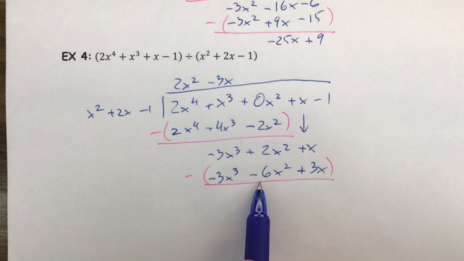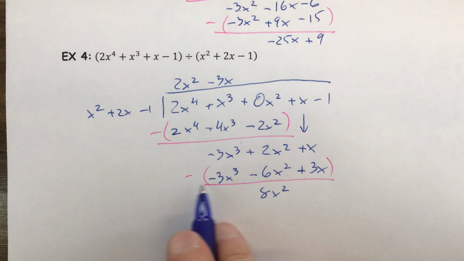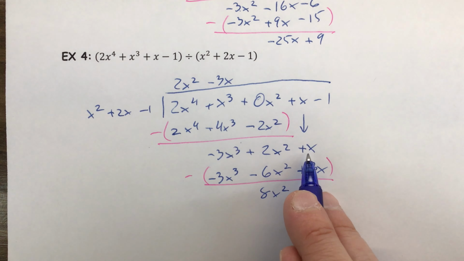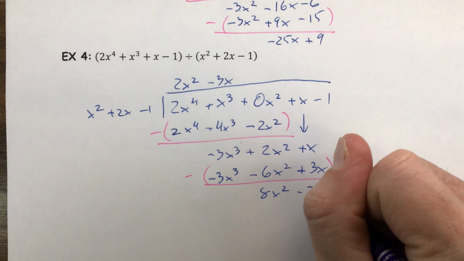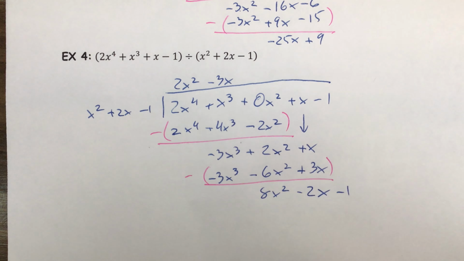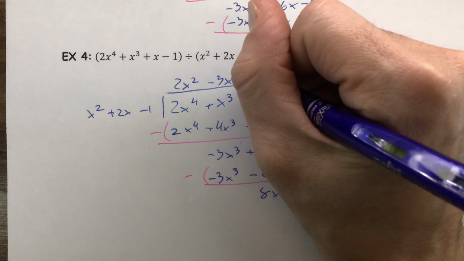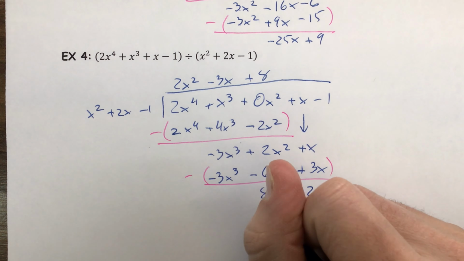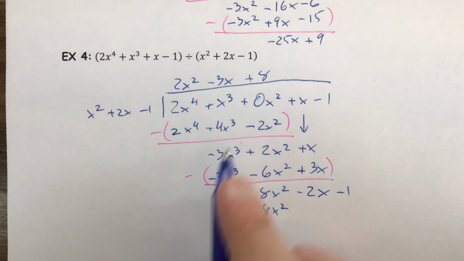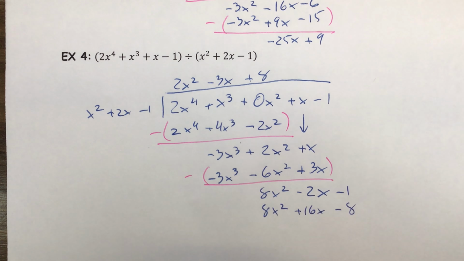Cancels. We'll distribute. You get positive 6 with 2. 8x squared. Distribute. You get negative 3 with 1. That's going to give you negative 2x. We got one last term to drop down. Repeat the process. X squared times 8 will give us this. 8 times 2x, 16x. You also get negative 8.